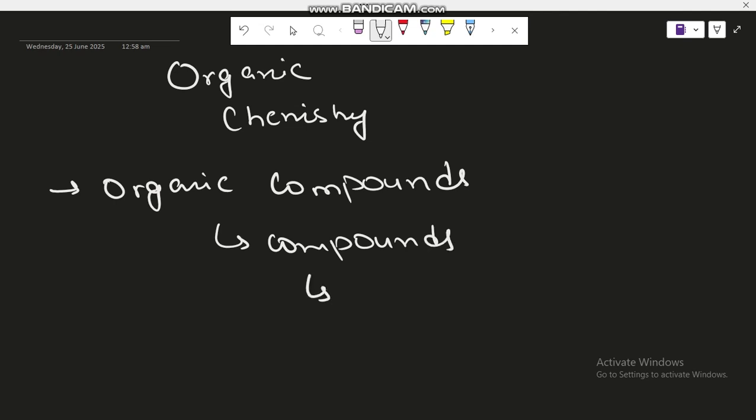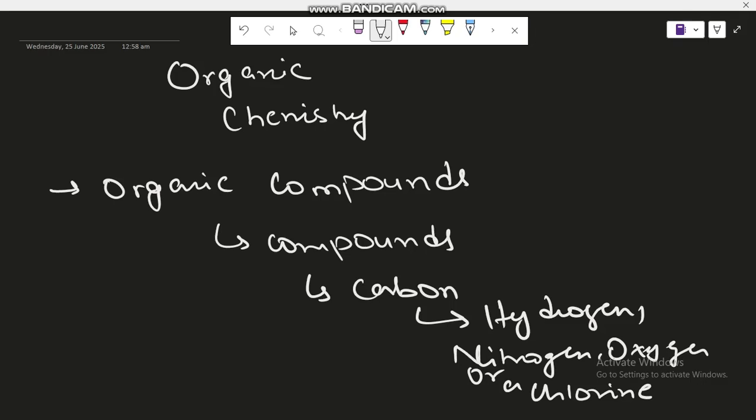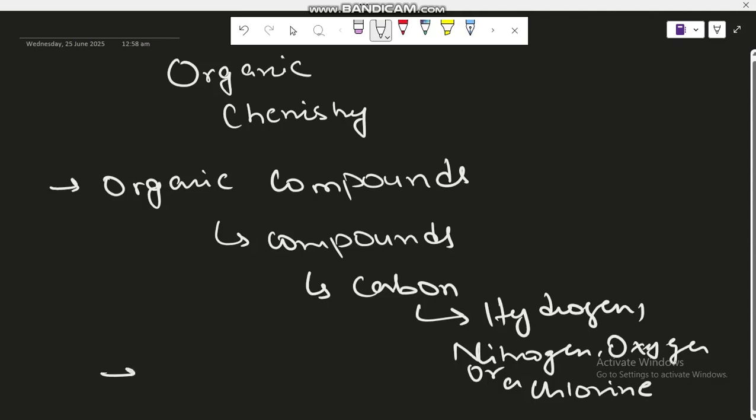These are compounds that will have a carbon atom bonded to hydrogen, nitrogen, oxygen, or chlorine. Organic chemistry, in this particular chapter, we can also call carbon chemistry, because everything in this series is going to involve carbon.